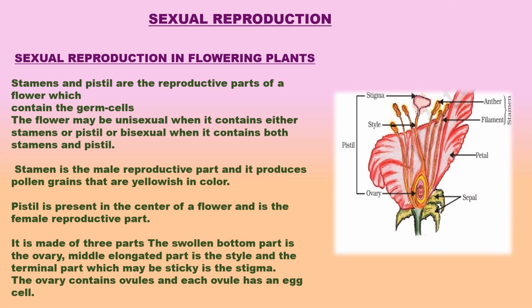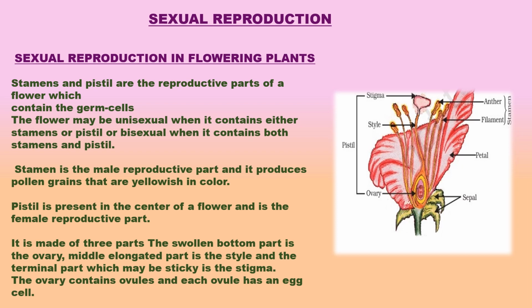Sexual reproduction. Sexual reproduction takes place by the combination of special reproductive cells called sex cells. Sex cells are of two types, male sex cells and female sex cells. The sex cells are commonly known as gametes. Thus, the cells involved in sexual reproduction are called gametes.